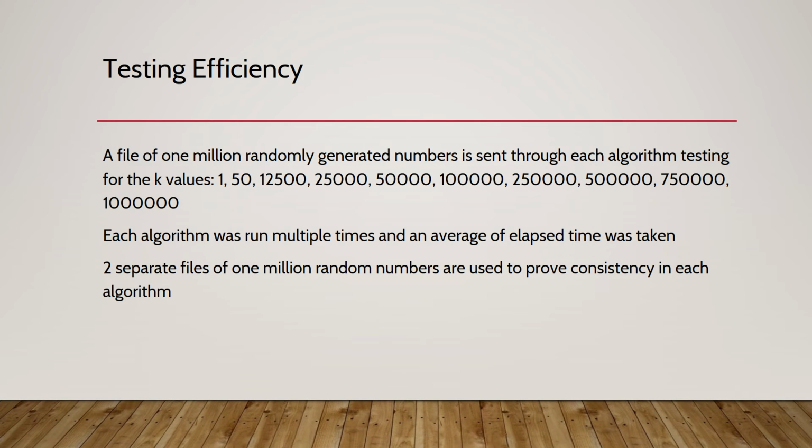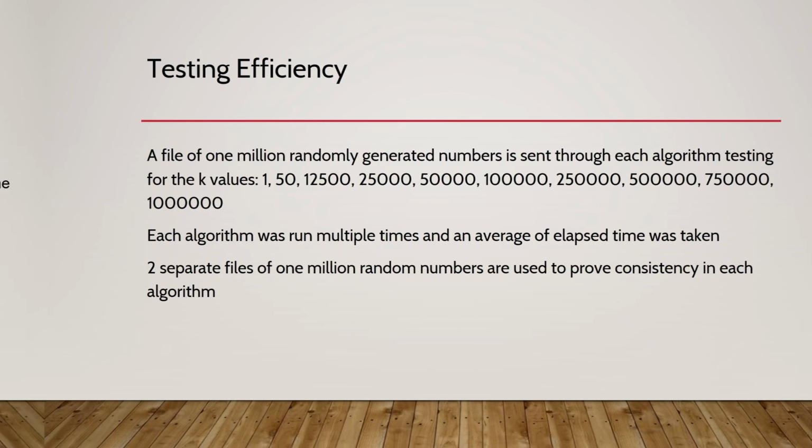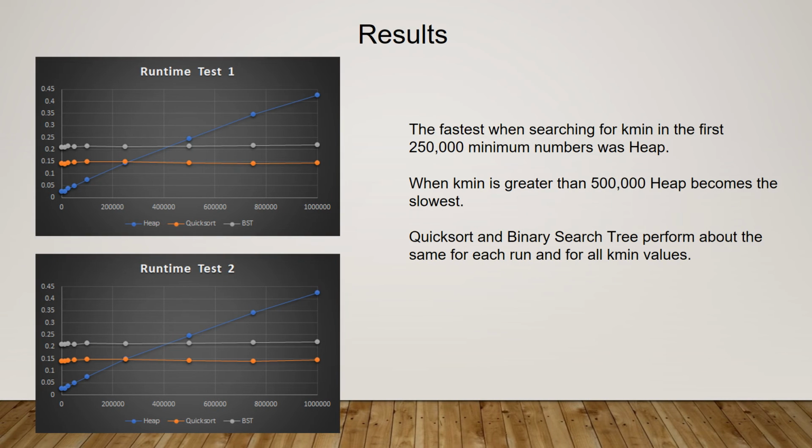In order to test the efficiency of our algorithms, a file of 1 million randomly generated numbers is sent through each algorithm, testing for the specified k values. Each algorithm was run multiple times, and an average of elapsed time was taken. Two separate files of 1 million random numbers are used to prove consistency in each algorithm. These graphs show the average of the two runs are consistent with each other.